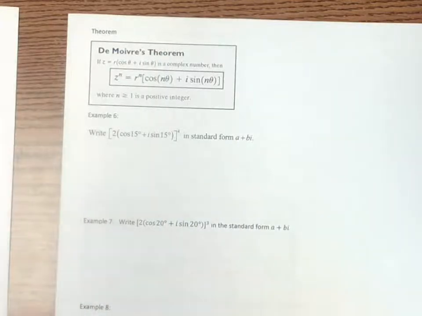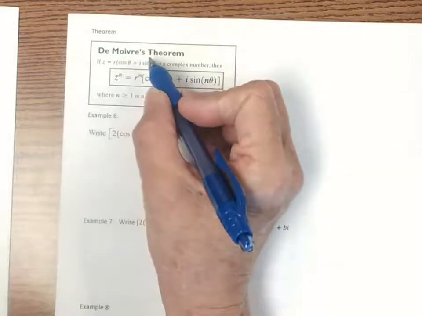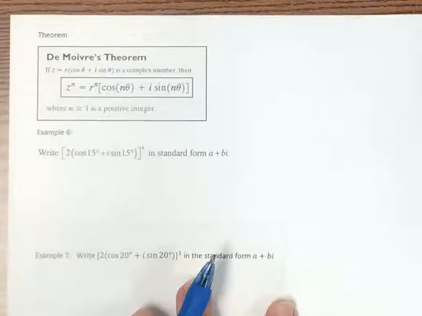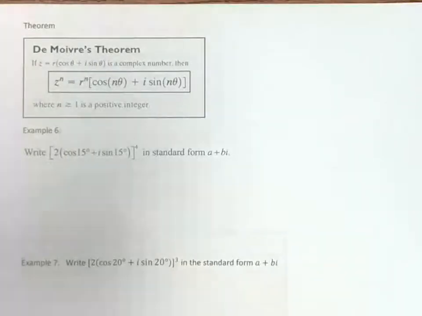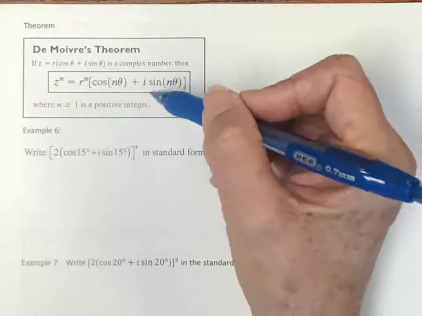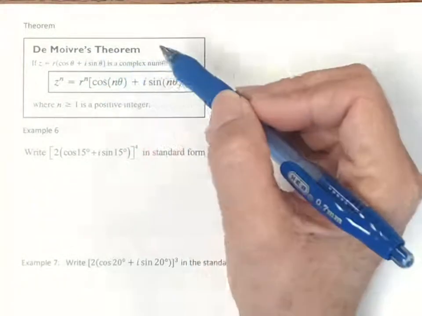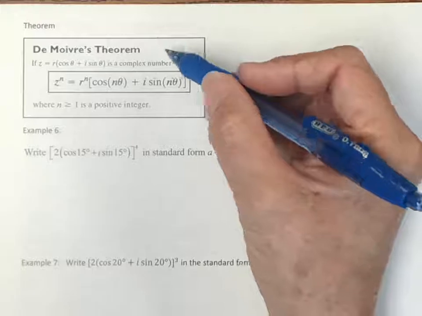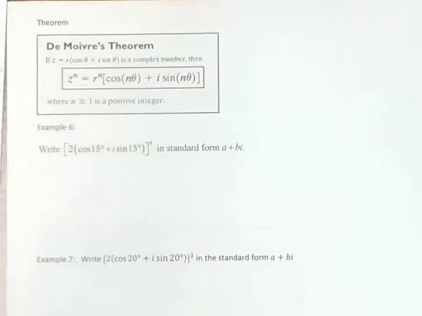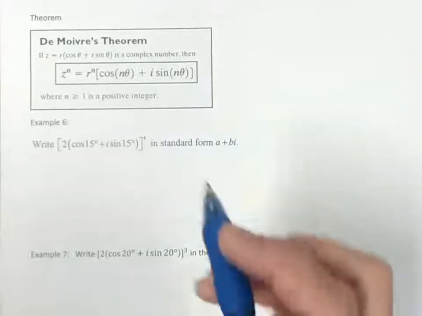DeMoivre's theorem is basically useful because it allows us to find roots of complex numbers. We've been able to add them, subtract them, multiply, and divide, but we've never been able to find roots. DeMoivre allows us to do this. This was in the early 1700s. He came up with this. So let's take a look at how we do this.